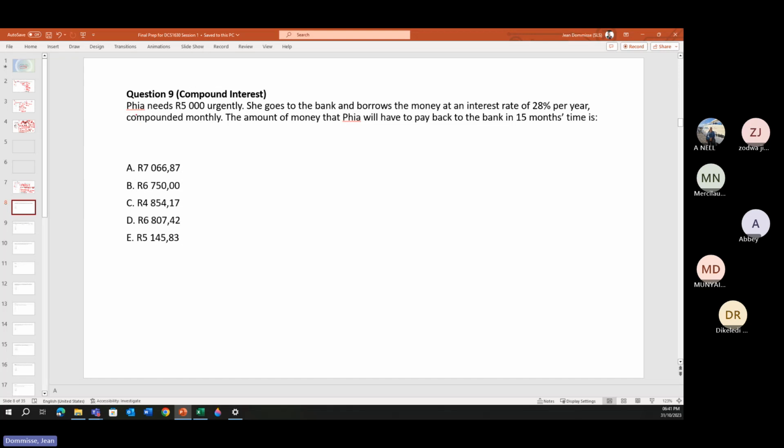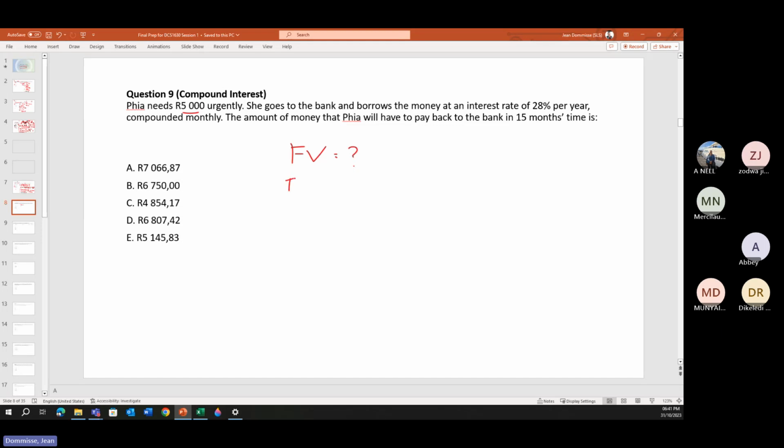So Pia needs 5,000 Rand urgently. She goes to the bank and borrows the money at an interest rate of 28% per year, compounded monthly. The amount of money that Pia will have to pay back to the bank in 15 months' time. Okay, so we will need to work out the future value.